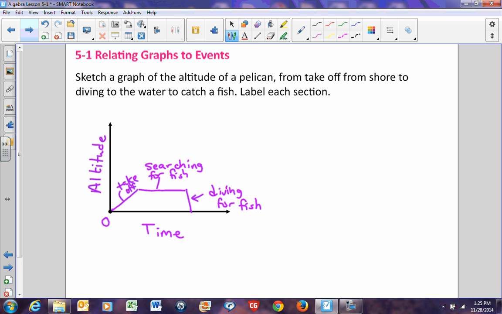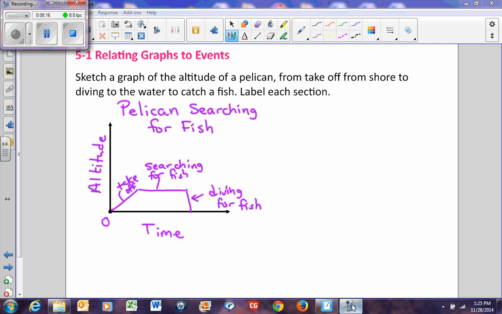And the last thing we have to do is give our graph a title. In this case, since it was a pelican searching for a fish, I'm just going to call it a pelican searching for a fish. And there you have it. A nice, easy graph that describes what is happening. You can use graphs quite nicely for describing what is happening, especially if you label each section of the graph, so people know what's going on.